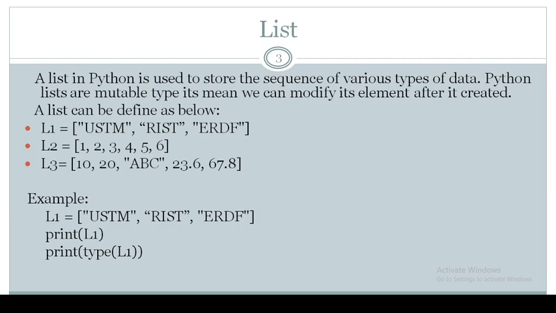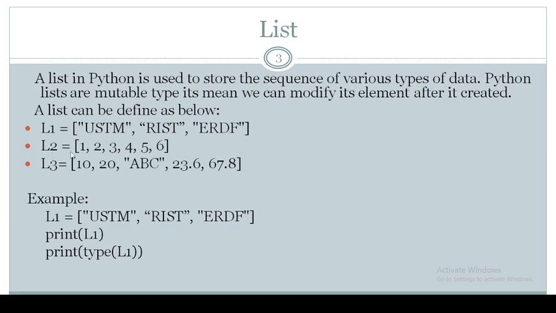So Python lists are a mutable type. It means we can modify its elements after it is created. Once you declare it, you can add a new item, you can delete, so you can modify. A list can be declared in Python using the square brackets. You can see here in my example, the first example L1: USDM, comma, list, comma, ERDF. So I have declared three items. One is USDM, one is list, one is ERDF, and all three items are stored in a list within the square brackets, and this is stored in a variable L1. So my first list is L1 with a collection of all strings.